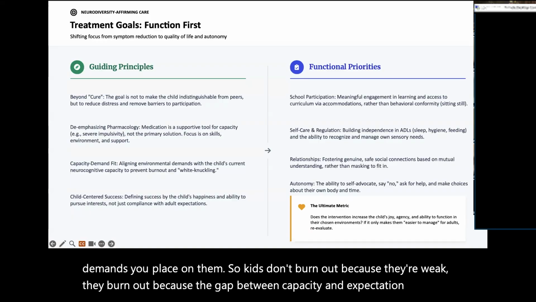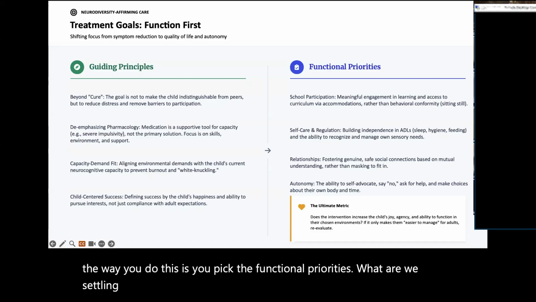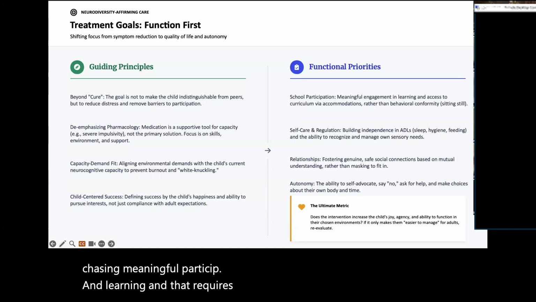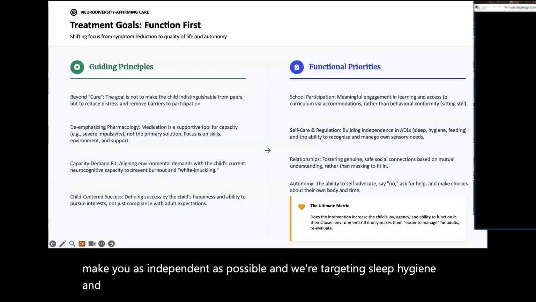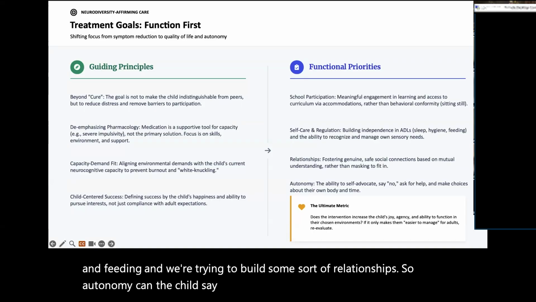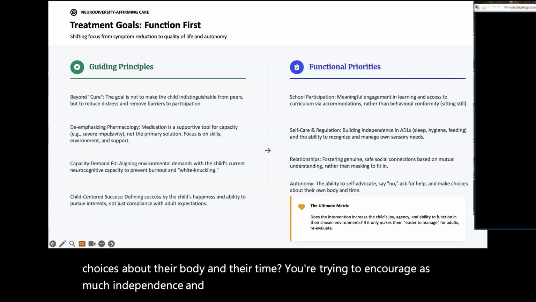So the way you do this is you pick the functional priorities. We're settling for good enough. We're not chasing perfect behavior. We're chasing meaningful participation in learning, and that requires some accommodations. And we're trying to make you as independent as possible. And we're targeting sleep hygiene and feeding. And we're trying to build some sort of relationships. So autonomy, can the child say no? Can they ask for help? Can they make choices about their body and their time? You're trying to encourage as much independence and autonomy that's age appropriate.